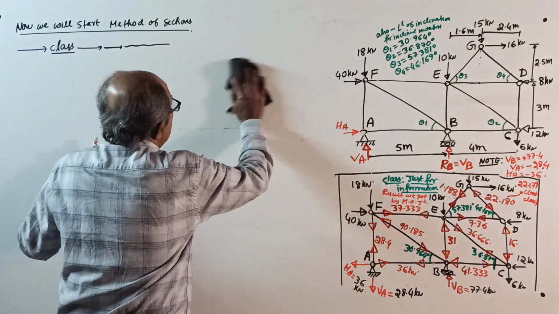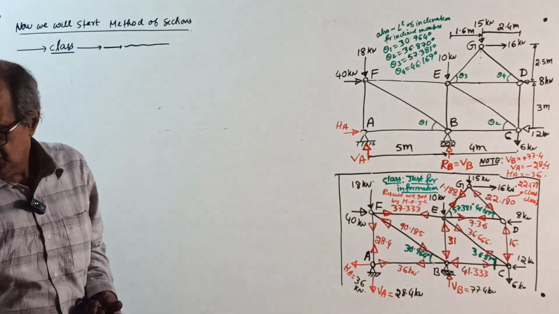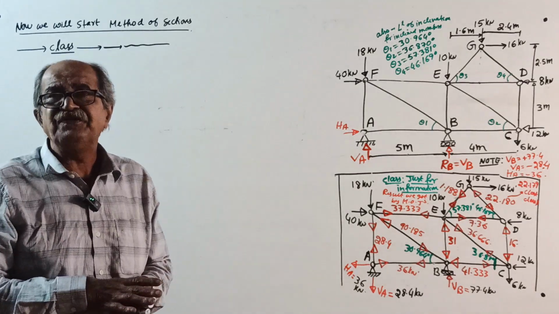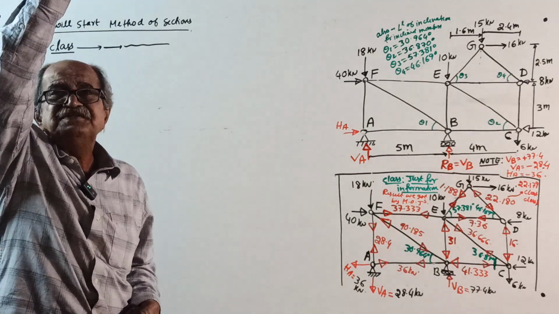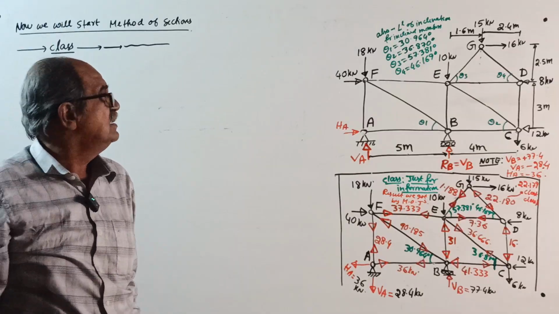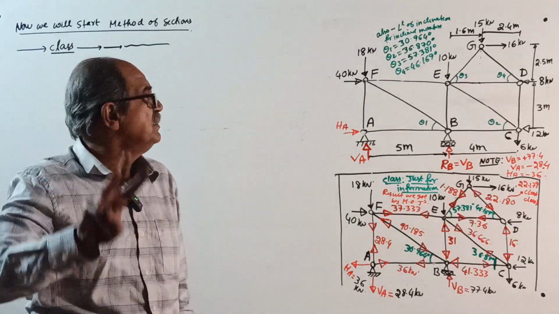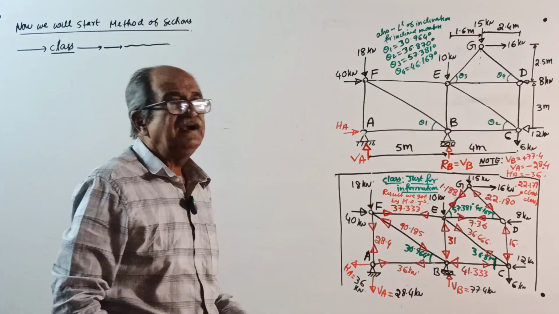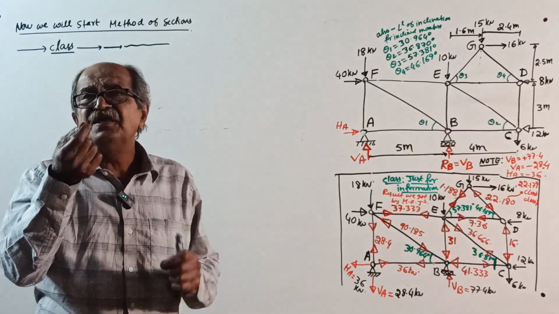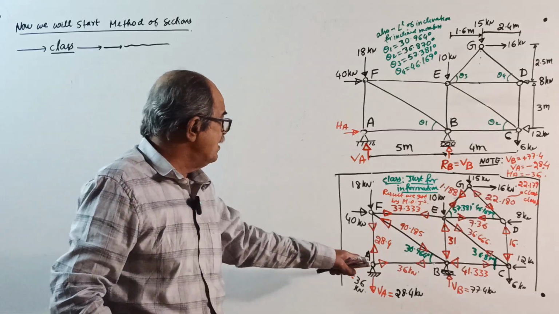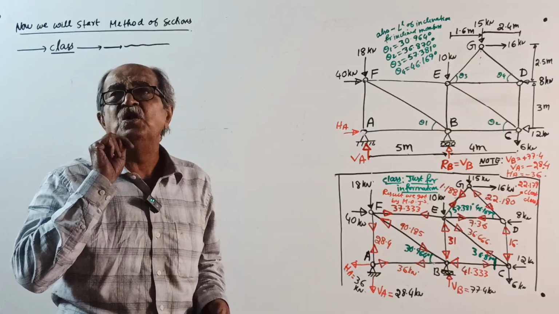Now, in method of sections, once we decide in which members we require axial forces, you consider a section cutting those members. The number of unknowns should not be more than 3, because in method of joints, when you consider joint equilibrium, a concurrent force system, sigma V, sigma H, there are only 2 unknowns.